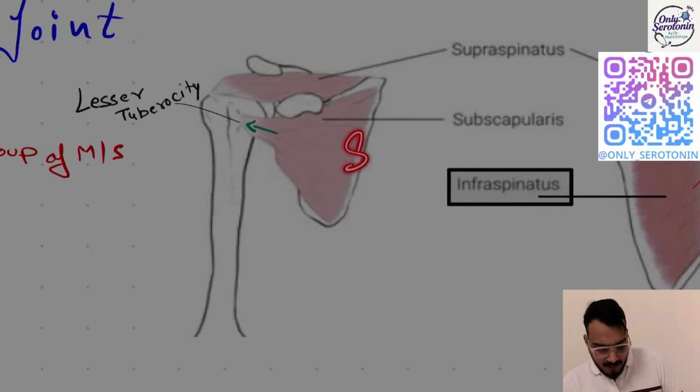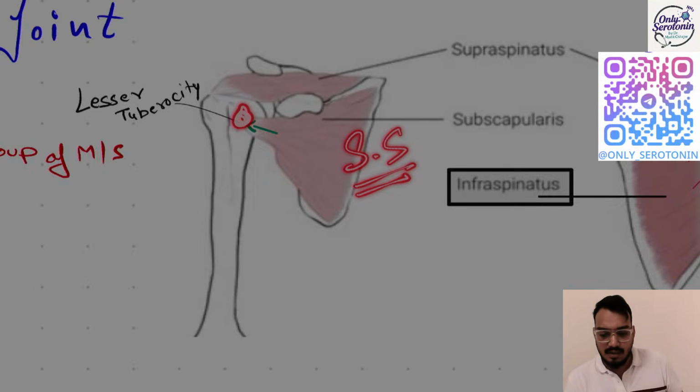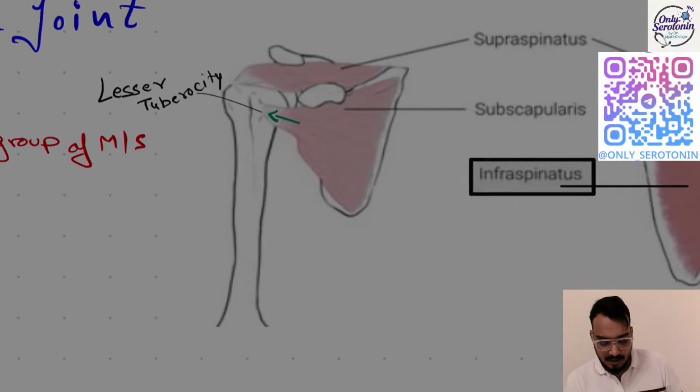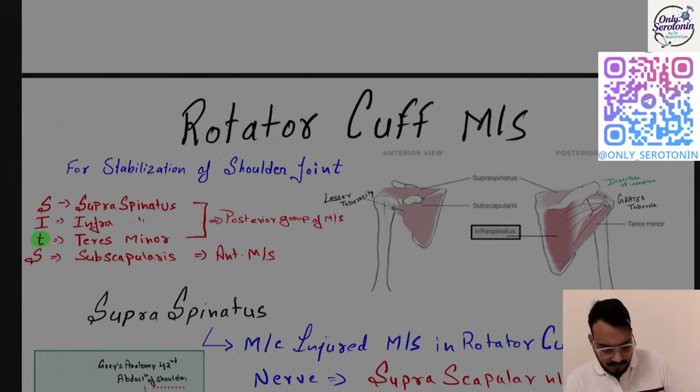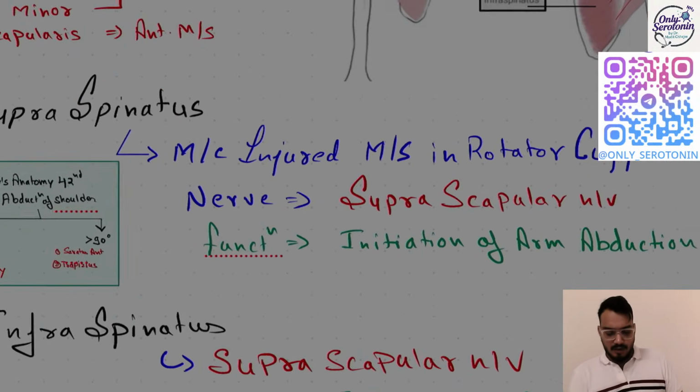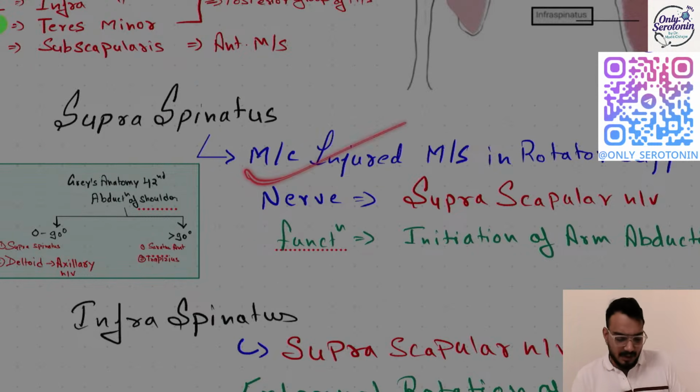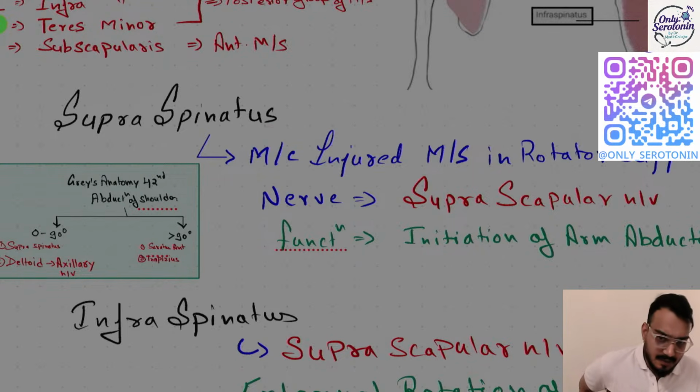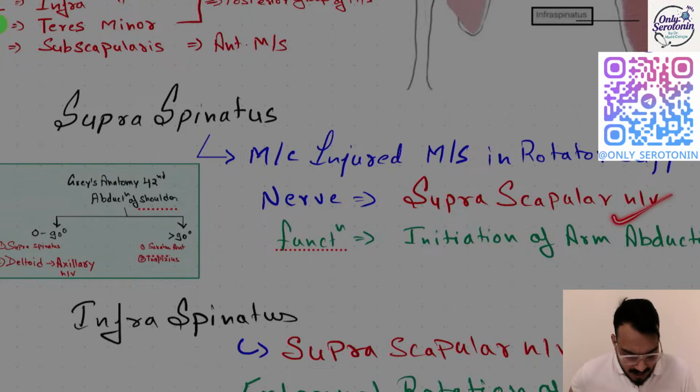And the subscapularis, which is the anterior muscle, is attaching where, guys? It is attaching to the lesser tuberosity of the humerus. Supraspinatus is the most commonly injured muscle in the rotator cuff. Which muscle is most commonly injured, guys? It is your supraspinatus muscle. The nerve which is supplying the supraspinatus muscle is what, guys? It is your suprascapular nerve.